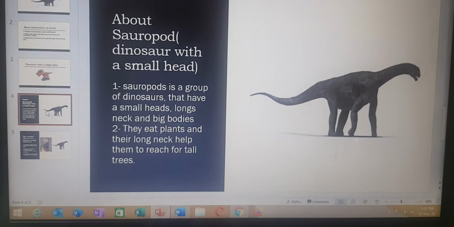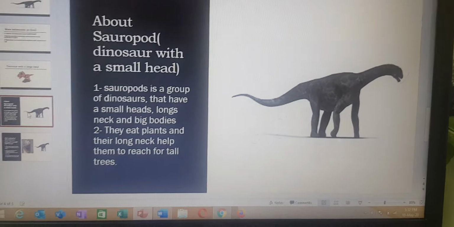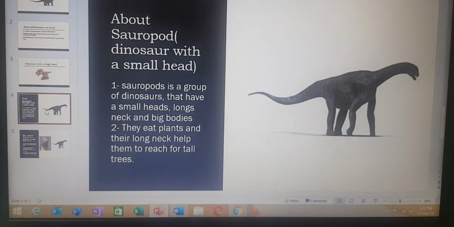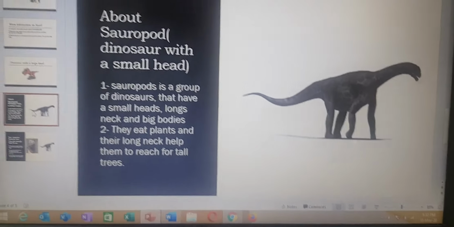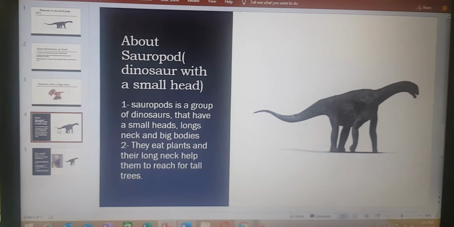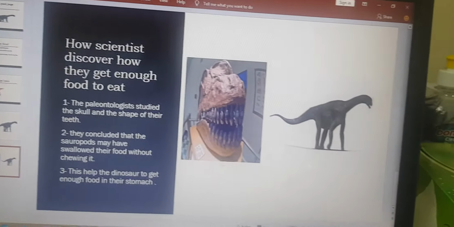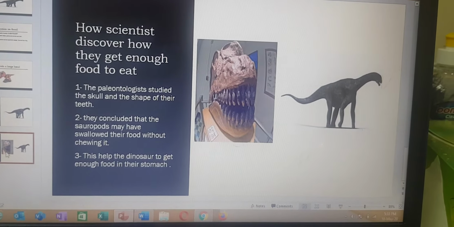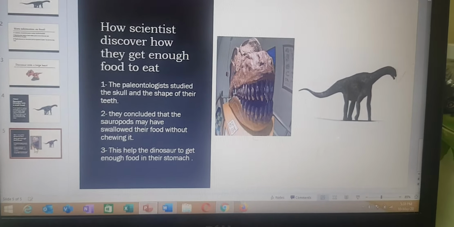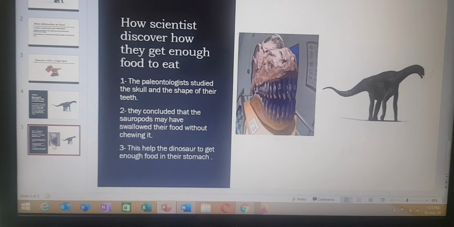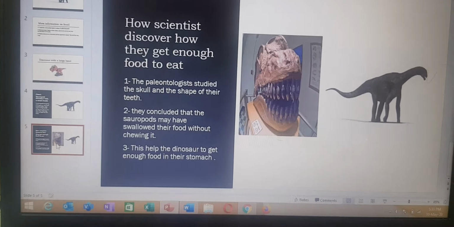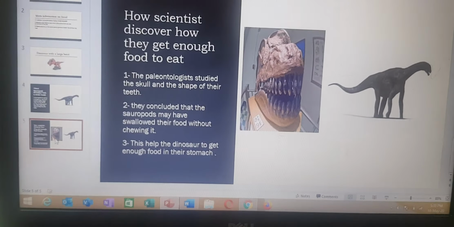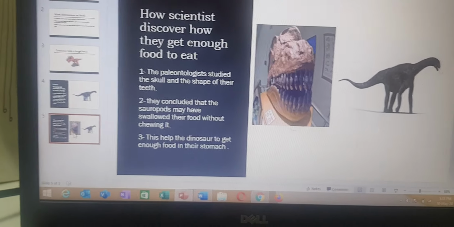Then over time, the scientists wondered how an animal can have a small head and a big body. How do they eat? How do they get enough food? So this made the scientists go and study the fossil of this sauropod. Now, as you can see in my slide, look at the fossil of a sauropod. You have the skull and the teeth. So the scientists, after their research, came to a conclusion that the sauropods do not chew the food. They have to swallow the food whole. So this helps them to get enough food in their stomach.